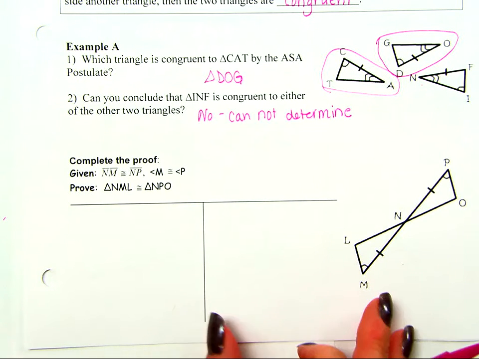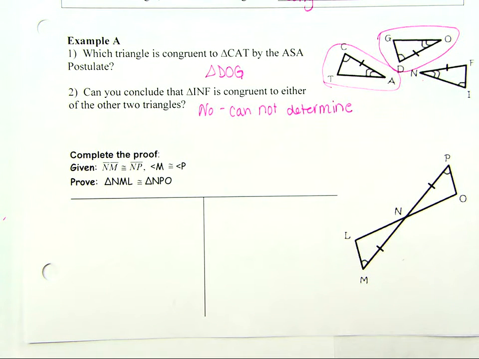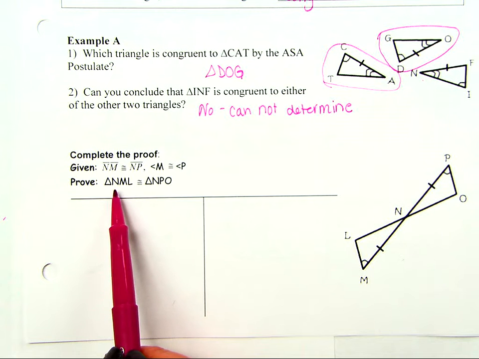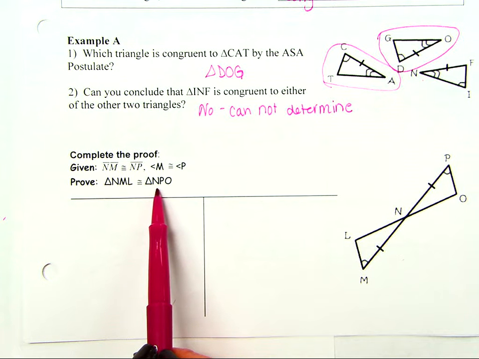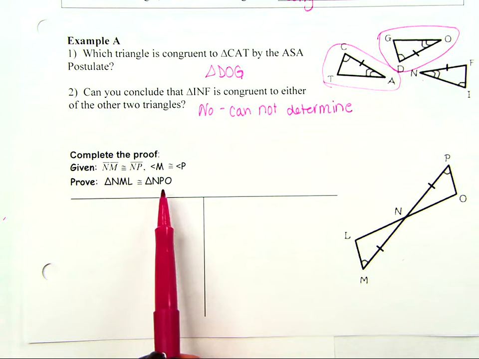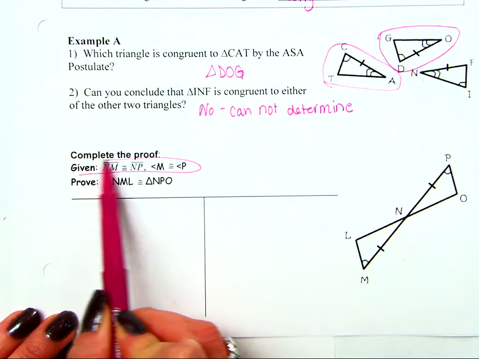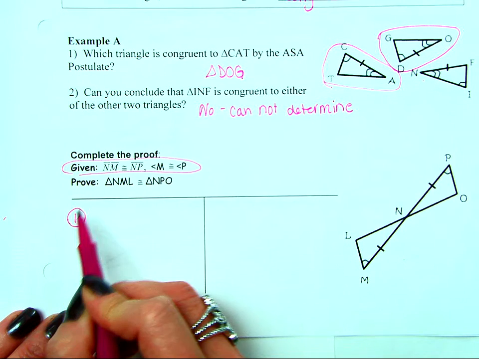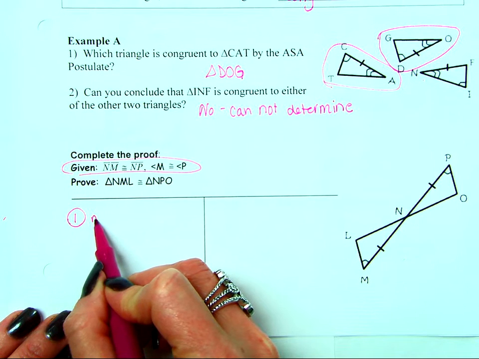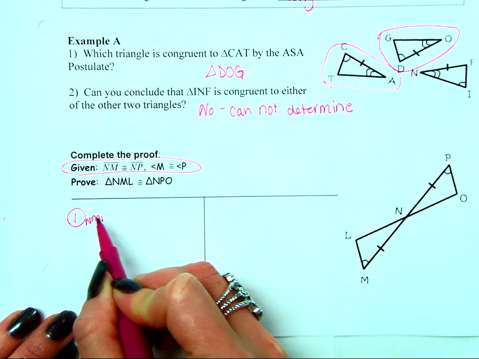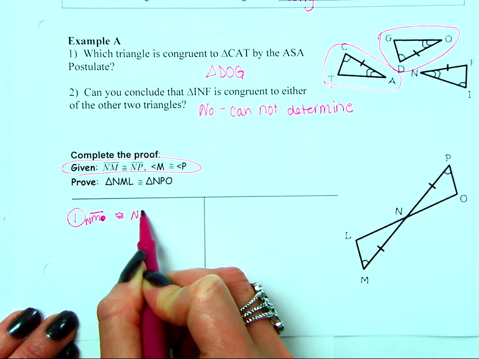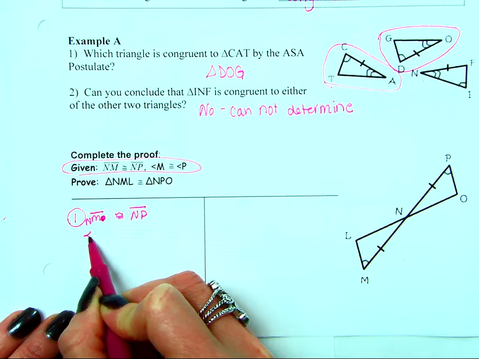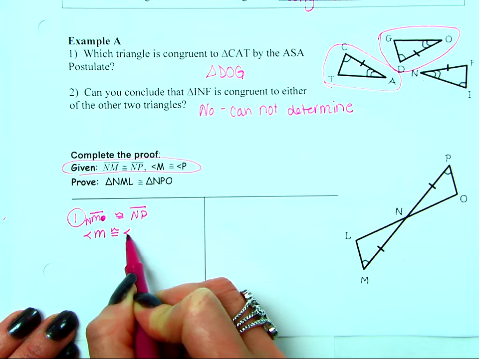As I look down below, they're wanting me to prove triangle NML congruent to triangle NPO. We know that we start our proof with our given information, so we're going to go ahead and take number 1 and say that NM is congruent to NP, and that angle M is congruent to angle P.